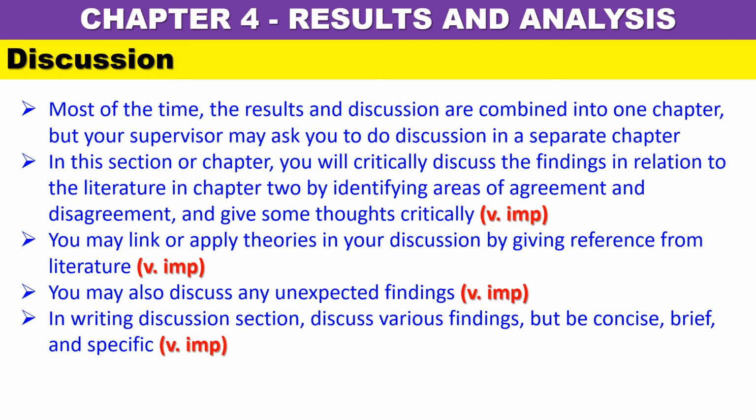In this section or chapter, you will critically discuss the findings in relation to the literature in Chapter 2 by identifying areas of agreement and disagreement, and give some thoughts critically. You may link or apply theories in your discussion by giving reference from literature. You may also discuss any unexpected findings. In writing the discussion section, discuss various findings but be concise, brief, and specific.